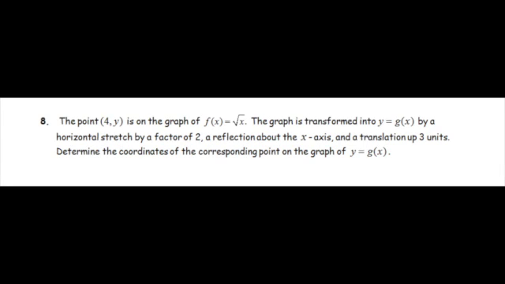The point (4, y) is on the graph of f of x equals root x. The graph is transformed into y equals g of x by a horizontal stretch by a factor of 2, a reflection about the x-axis, and a translation up 3 units. Determine the coordinates of the corresponding point on the graph of y equals g of x.